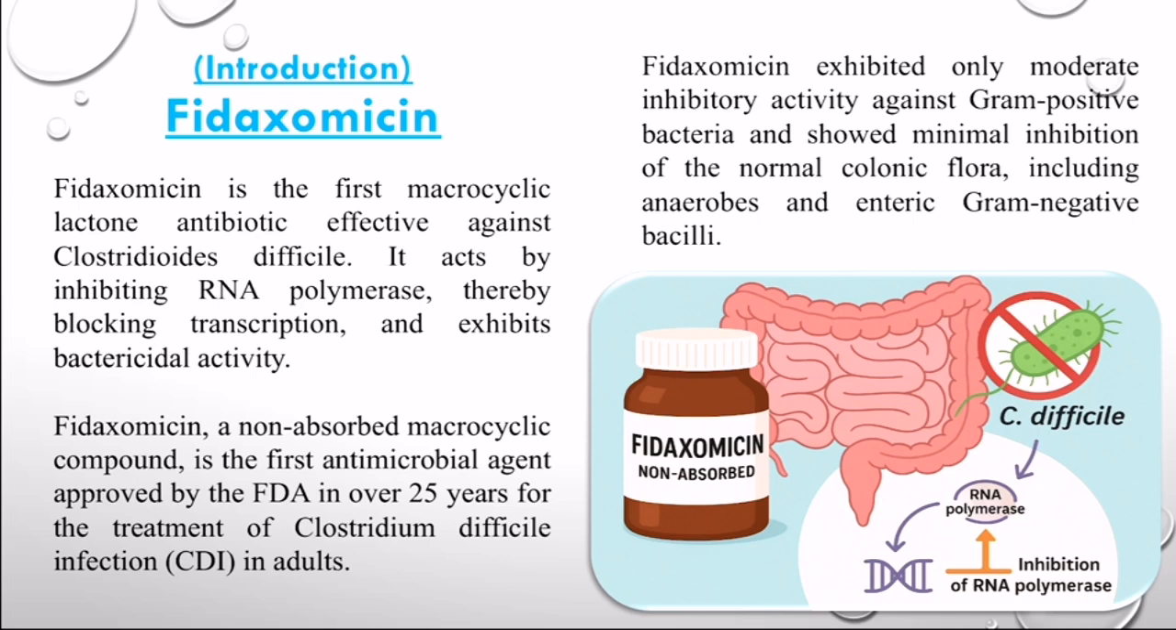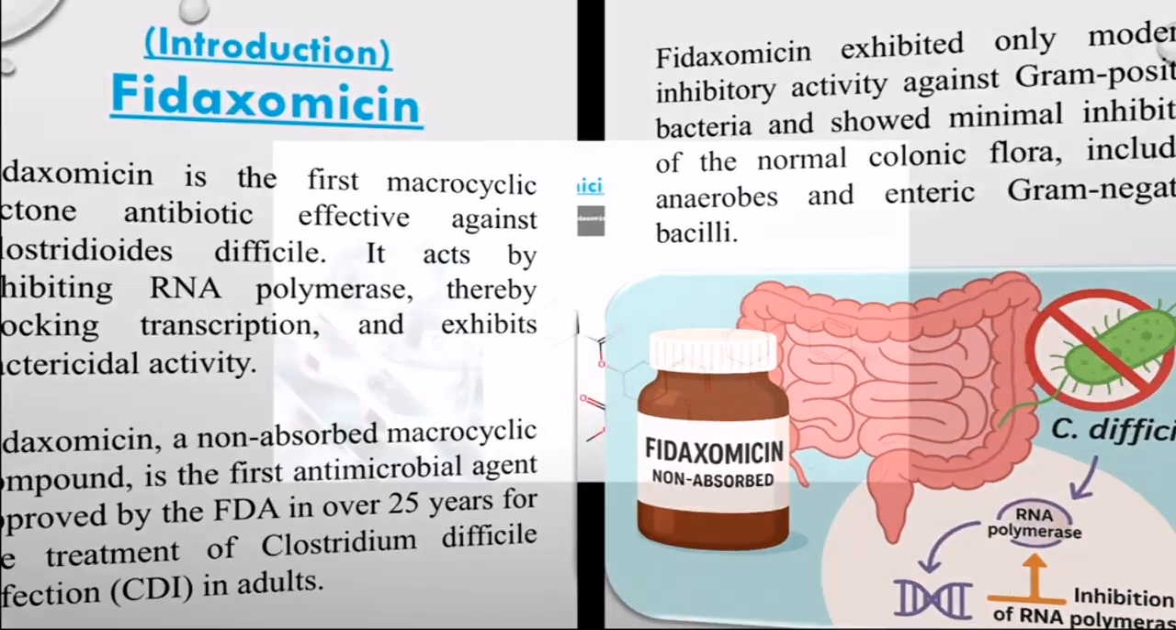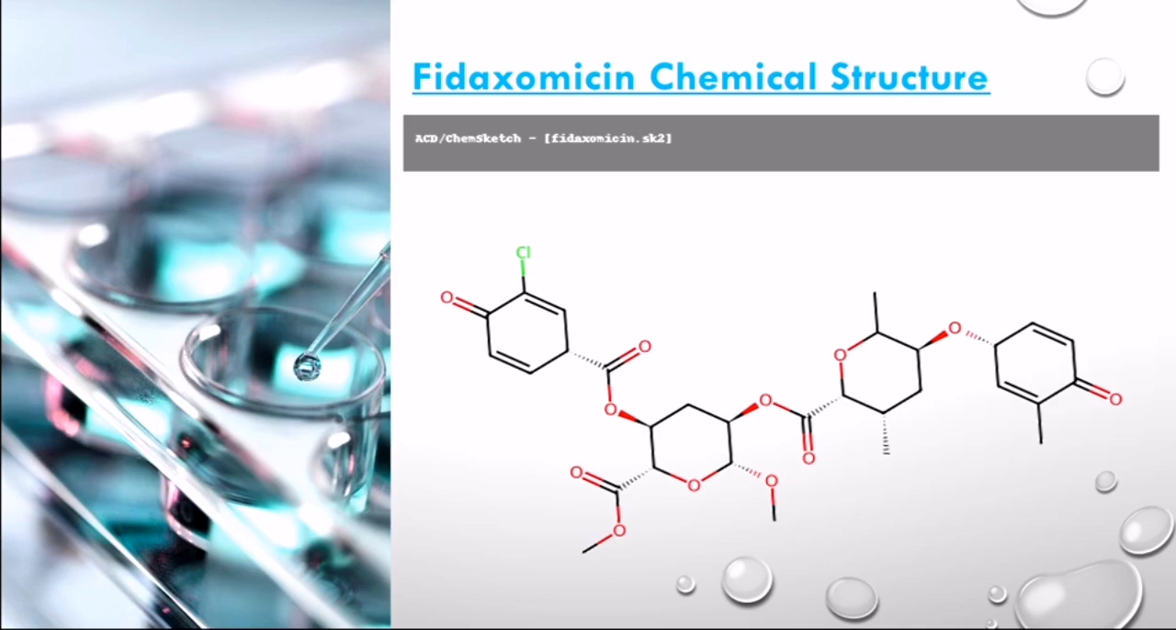Fidaxomicin is a non-absorbed macrocyclic compound. It is the first antimicrobial agent approved by the FDA in over 25 years for treatment of C. difficile infection in adults. Fidaxomicin exhibited only moderate inhibitory activity against gram-positive bacteria and shows minimal inhibition of the normal colonic flora, including anaerobes and enteric gram-negative bacilli. This is the chemical structure of the antibiotic.